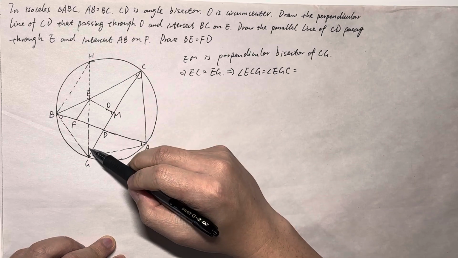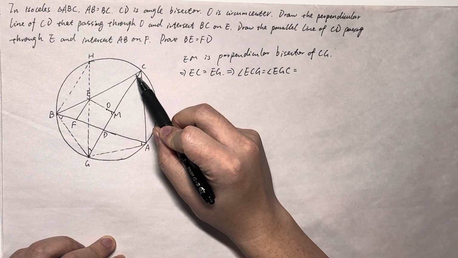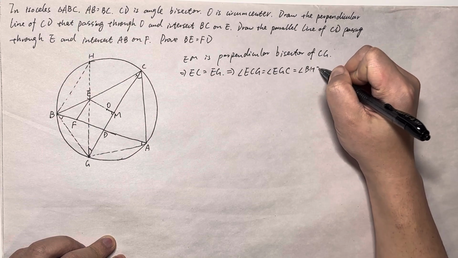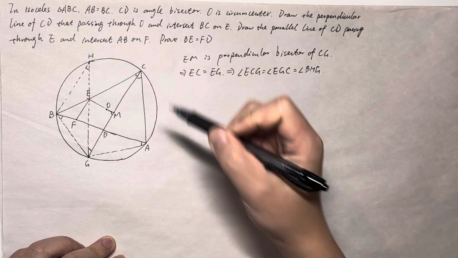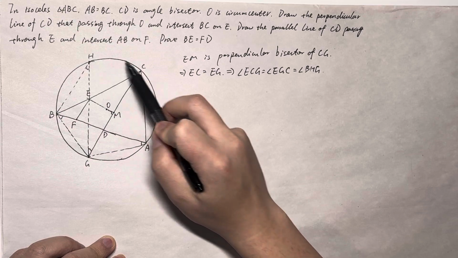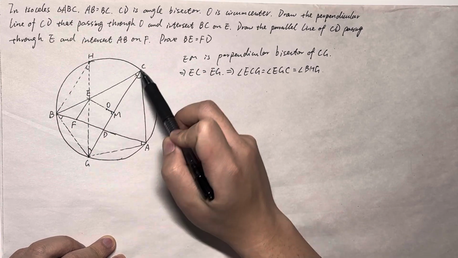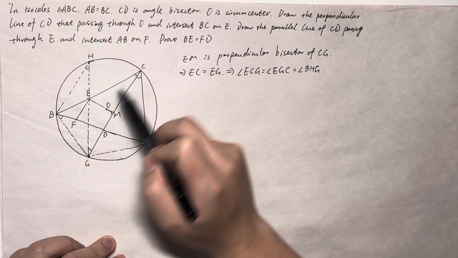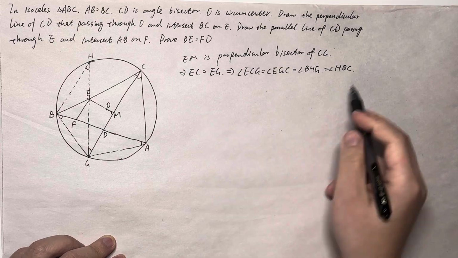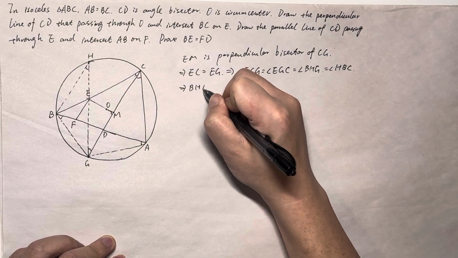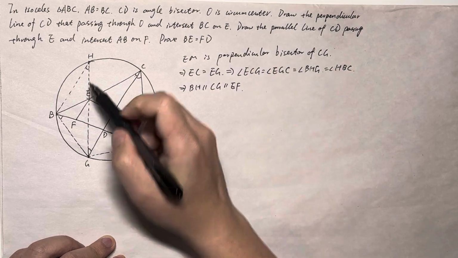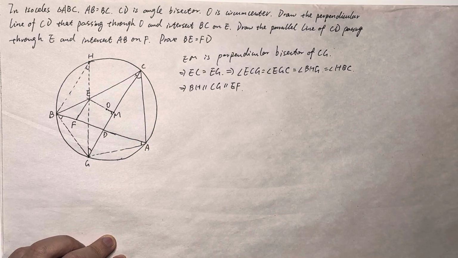So this angle equals this angle, and we know that this angle equals this one, so it equals angle BHG. The arc HC refers to the angle HGC, so HGC equals HBC. Based on this, we know that BH is parallel to CG, which is parallel to EF. So these three lines are parallel.